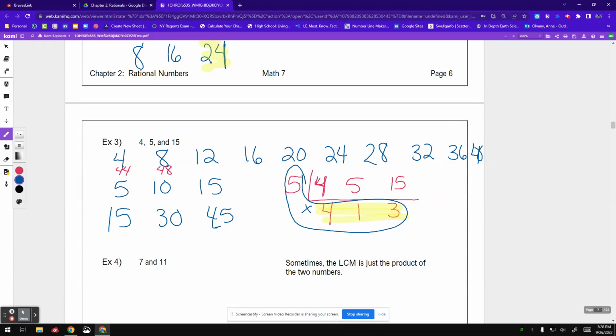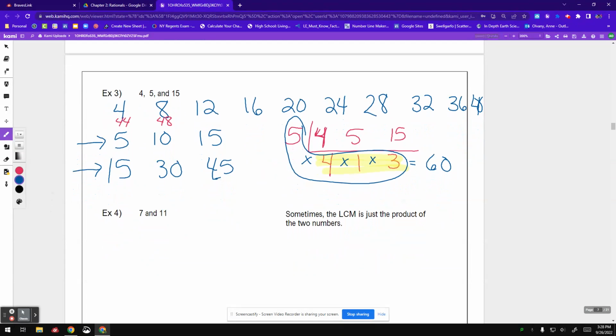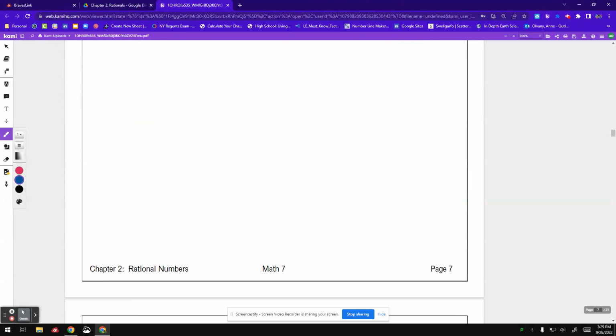5 times 4 is 20. 20 times 1 is 20. And 20 times 3 is 60. So I would have had to keep doing these until I got to 60. So I'm glad I knew that little trick to help me out. Sometimes I use that little trick. So it's good to have in your pocket of math tools. I think this is the end.